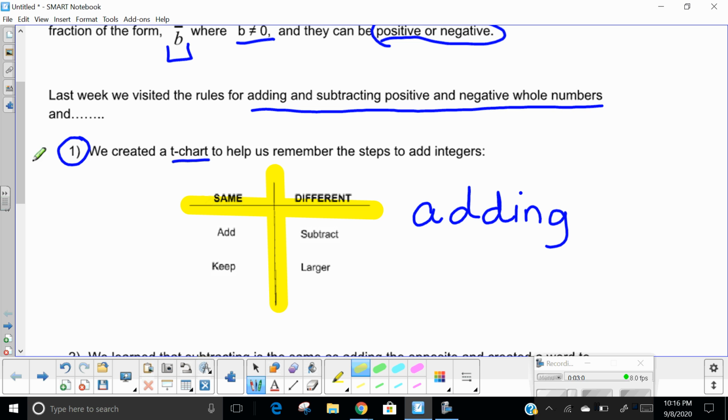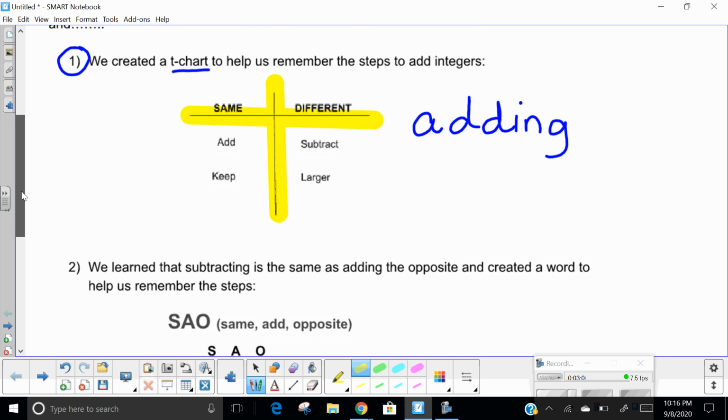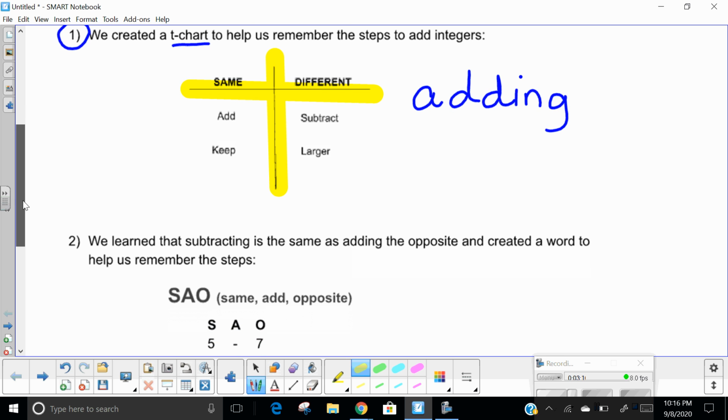Okay, now the second thing we learned was how to subtract positive and negative whole numbers or integers. And we learned that subtracting is really the same thing as adding the opposite. So we came up with our nonsense word and we called it S-A-O, and we called it SAO, and that was our subtraction strategy.